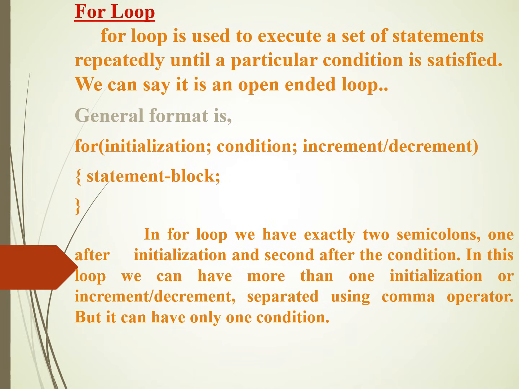All three parts are written together inside the parentheses and separated by two semicolons. The initialization runs only once. The condition is checked before every iteration. If it is true, the statements are executed. Finally, the increment or decrement updates the loop variable and the process repeats. This makes the for loop compact and easy to read.